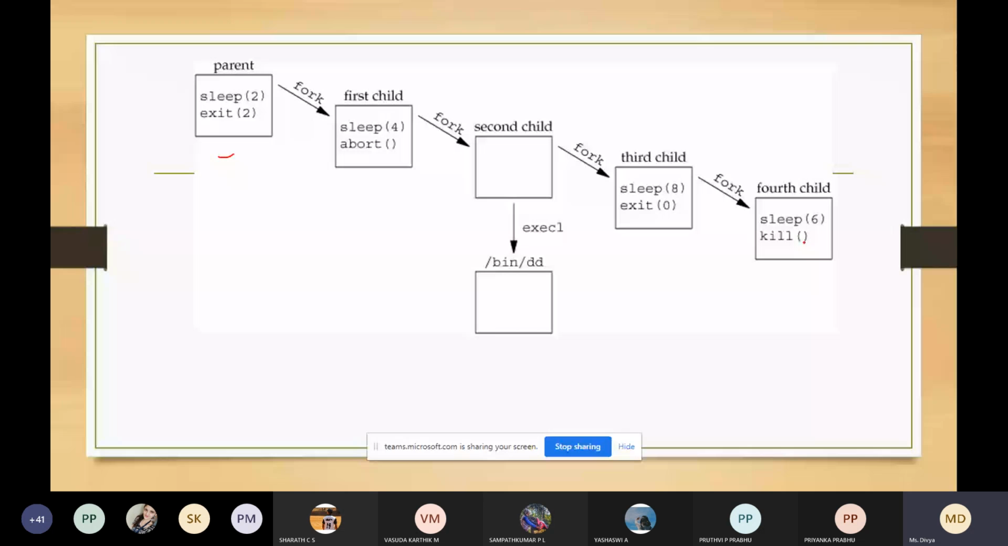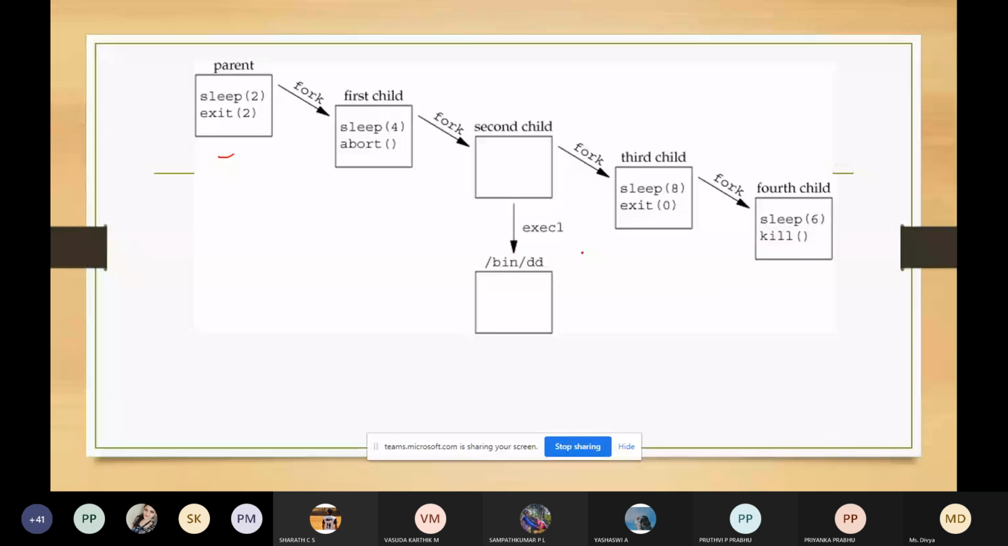Now here, these 4 child processes and the parent process may terminate not in the same order, correct? First child, second child, or third child may not terminate in the same order. So based on the task given, each may take its own order for terminating.